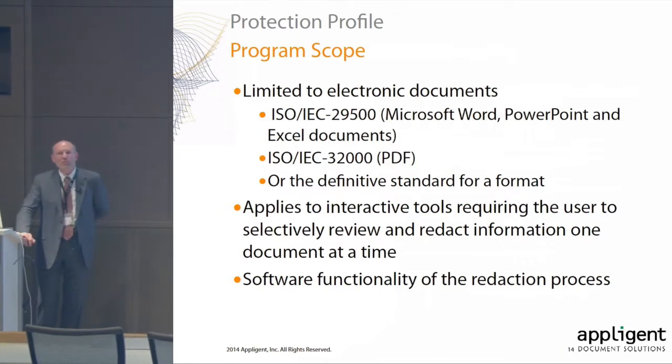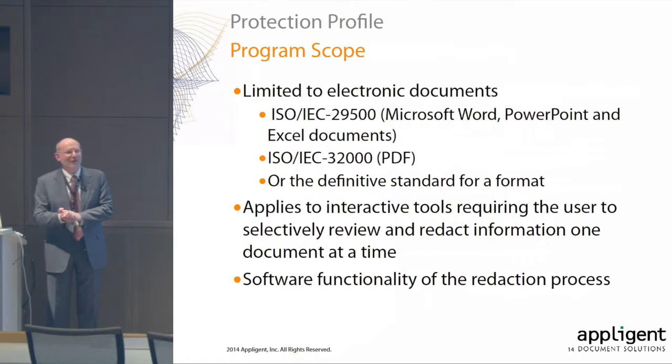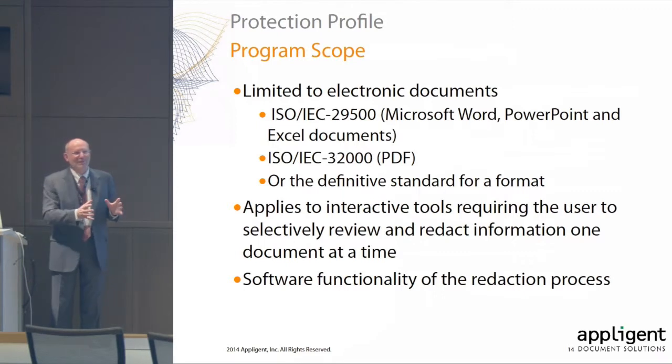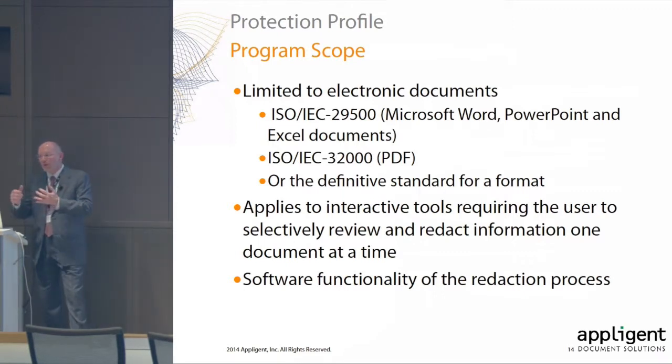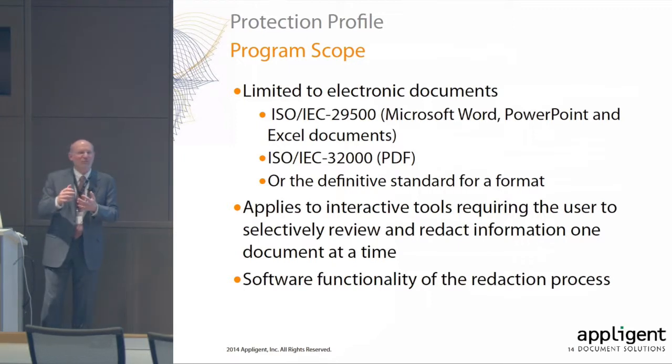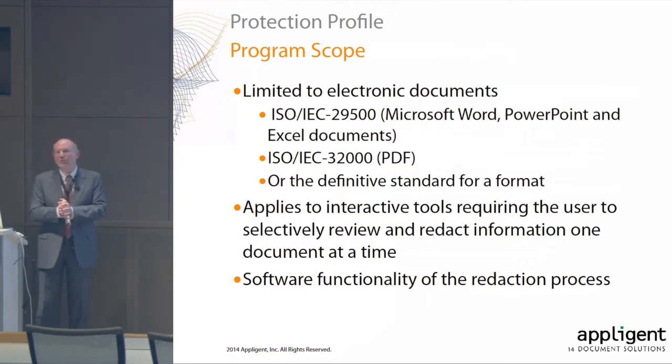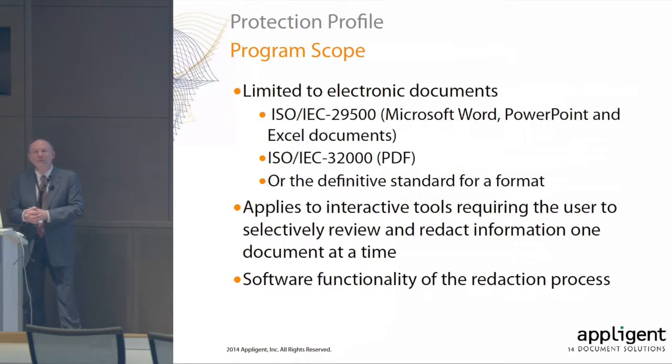So the program scope for this protection profile is standards-based documents or something that's been well documented. So the profile doesn't apply to things that are created by a Joe programmer for a one-off product that does something. So it's PDF files, Office documents, JPEG files, TIFF files, things that have standards associated with them are the most common things you will use against this protection profile.